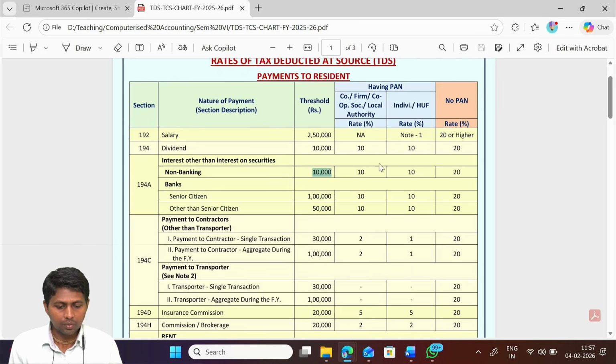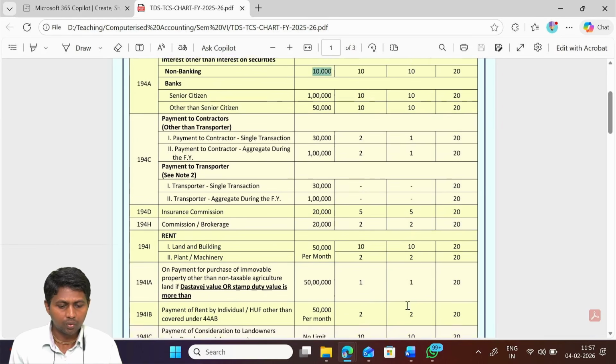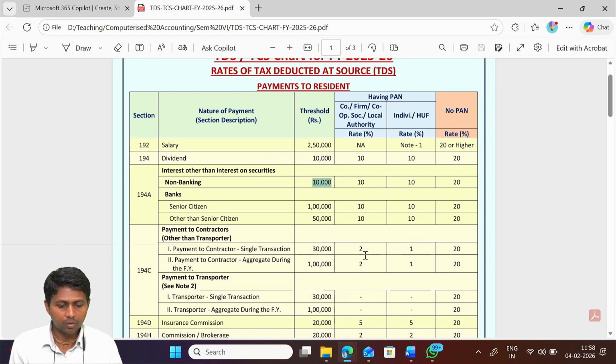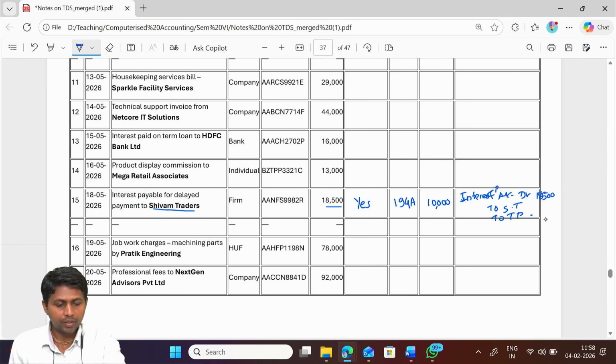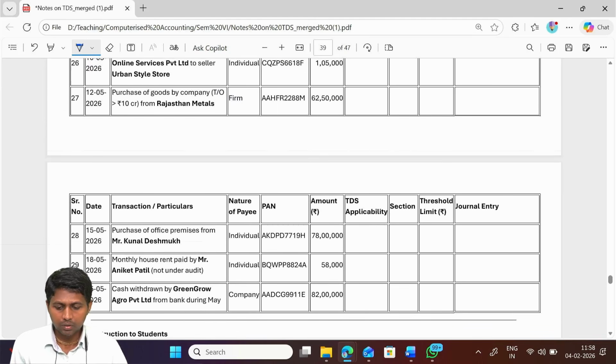Now, almost in all cases, you will find the same rates here: 1%, 2%, 2%. Only for 194C, you will find different rates for individuals and other types. Therefore, for C, just take care. For all other sections, no need to think too much. Just apply the rate of 10%. 18,500 into 10%, 1850 is the TDS amount, and you can calculate the balance amount, 18,500 minus 1850. Like this, you can complete.